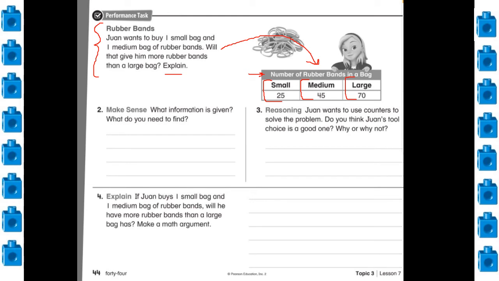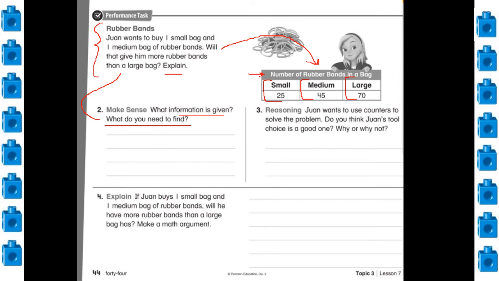Now, if you look at number 2, where it says make sense, it says what information is given. Just write that down. And what do you need to find? In other words, what's the question? Number 3, reasoning. It says Juan wants to use counters to solve the problem. Do you think Juan's tool choice is a good one? Why or why not? This is a yes or no question, and then just explain why you think it's good or not.